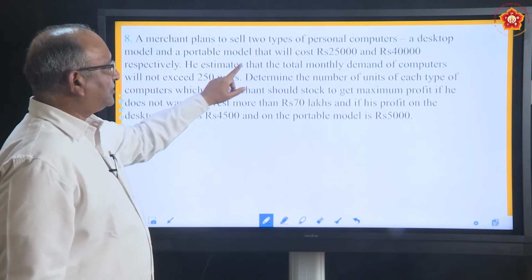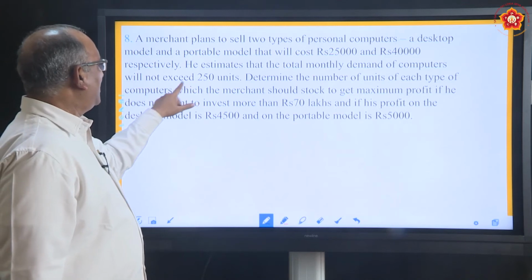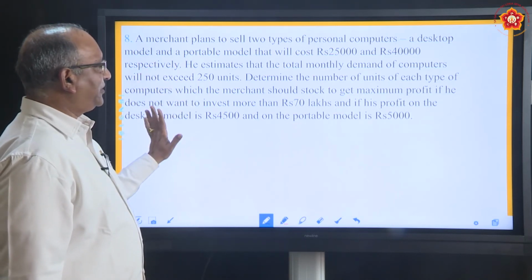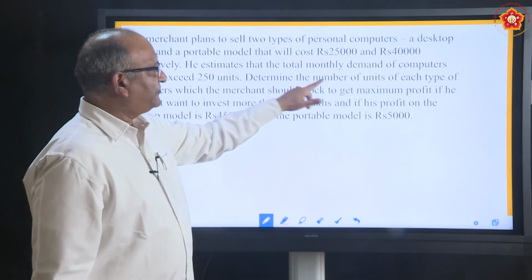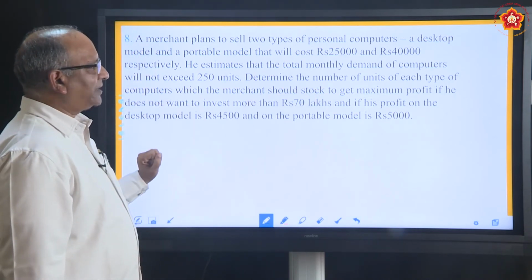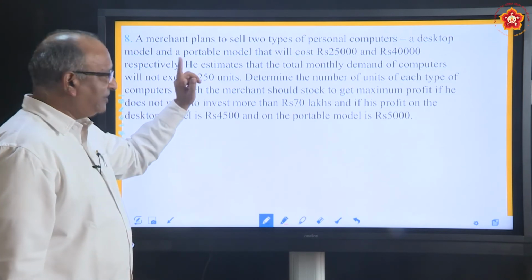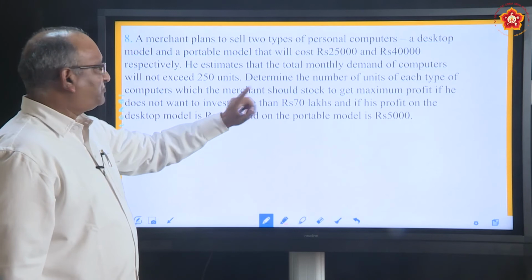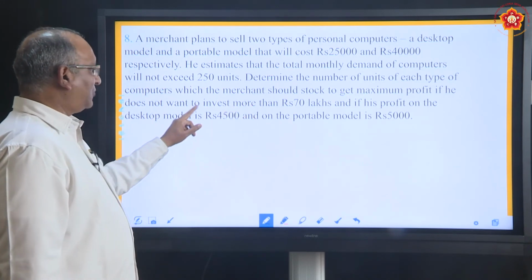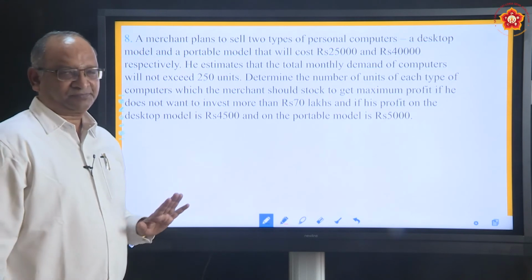He estimates that the total monthly demand of computers will not exceed 250 units. Determine the number of units of each type of computers which the merchant should stock to get a maximum profit if he does not want to invest more than 70 lakhs. If his profit on the desktop model is 4,500 and portable one is 5,000.